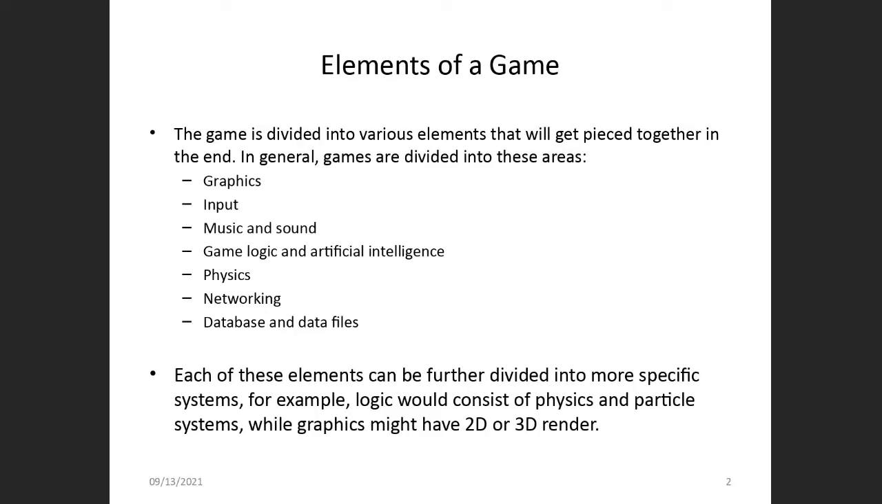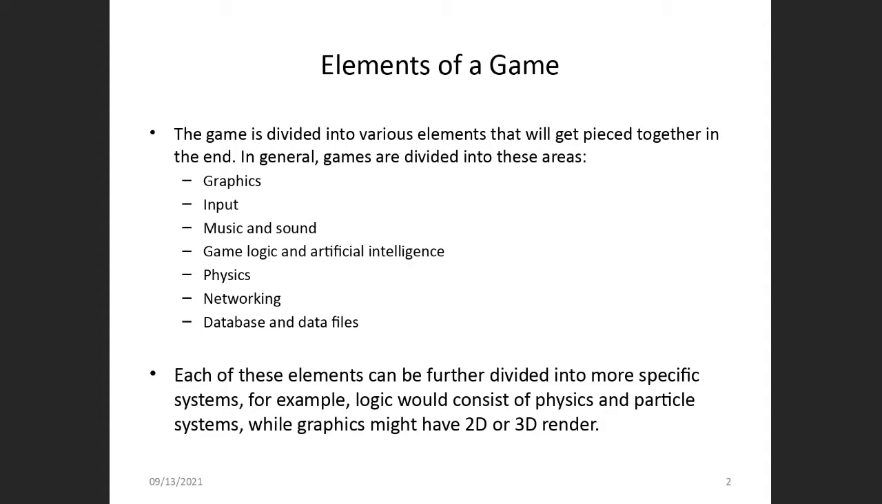We start this lecture by seeing what the elements of a game are, what the things inside a game are. The game is divided into different elements that will be pieced together and combined in the end. As we discussed in the last lecture, different people have different roles. Some work on graphics, some specialize in input, some are experts in music and sound, and some are responsible for game logic and artificial intelligence, physics, networking, database, and data files. We did not discuss database and data files last time.